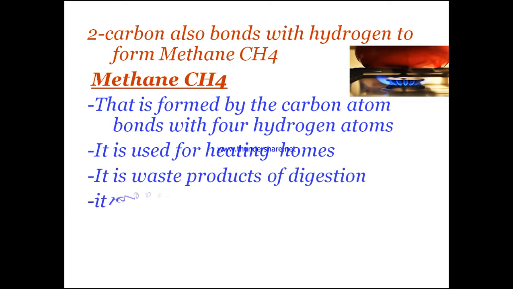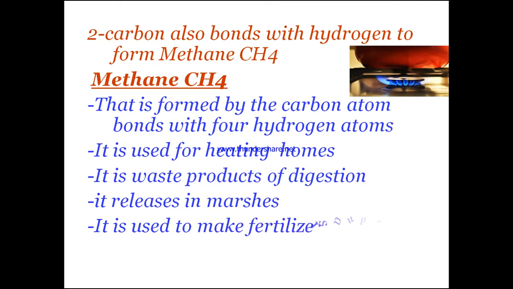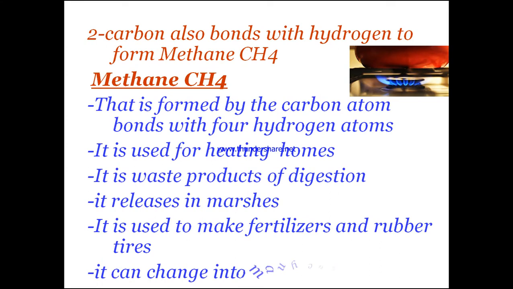It is used for heating homes, as you see in the oven, or it is a waste product of digestion also. It is released in marshes. Marsh means swamp. It is used to make fertilizers and rubber tires. Methane gas can change into many compounds also.